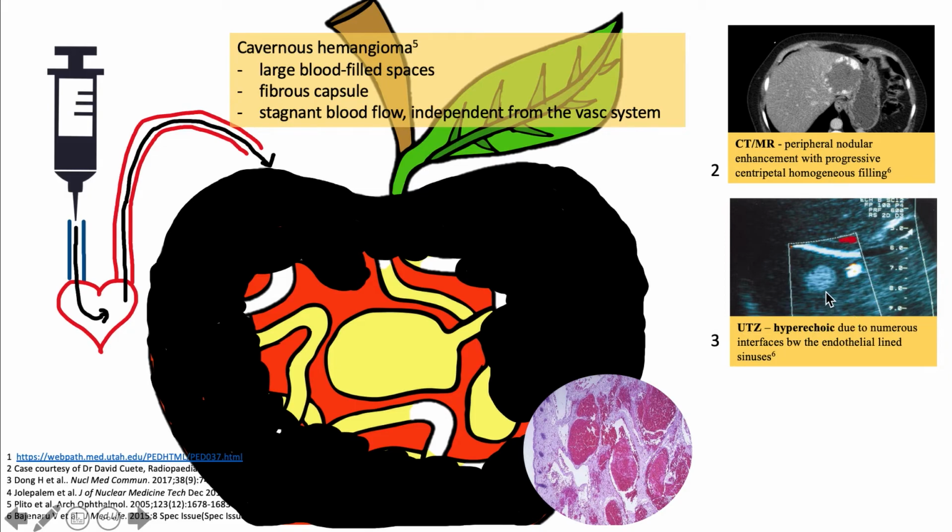To remember this, try to imagine what a vessel would look like on ultrasound. Don't these vessels have echogenic walls? So these endothelial-lined vessels in the lesion are responsible for the hyperechoic appearance.